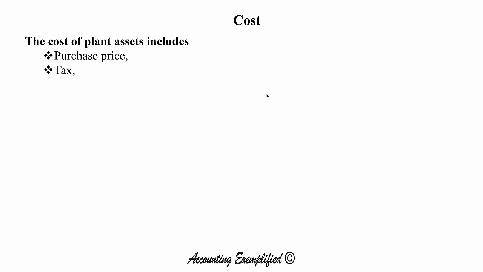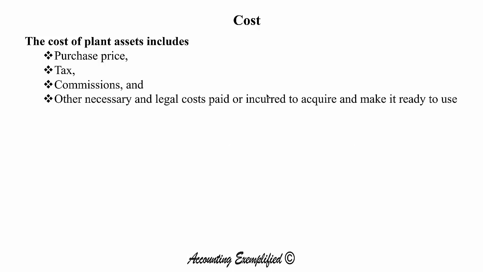Now, what goes into the cost of an asset? So when the company buys an asset, the cost paid should be recorded in the asset account. The cost of the plant assets includes the price that is paid to buy the asset, all the taxes paid such as sales tax or property tax paid before the asset is put to use, commissions paid, and other necessary and legal costs paid or incurred to acquire and make the asset ready to be used.